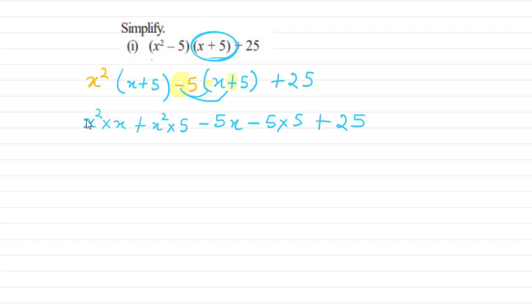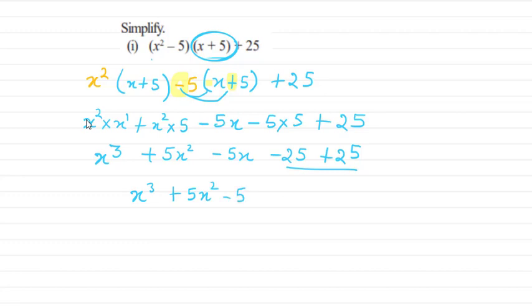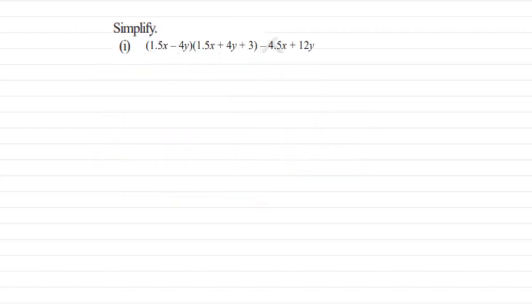Now you can simplify it, so you'll get x square into x cube, the power will get added, x power 2 plus 1 is 3, and then here we'll get 5x square minus 5x, x will come as it is, minus 25 plus 25 will give you 0. So overall the answer will be x cube plus 5x square minus 5x. So that's the answer. So here you see one more question I have taken.